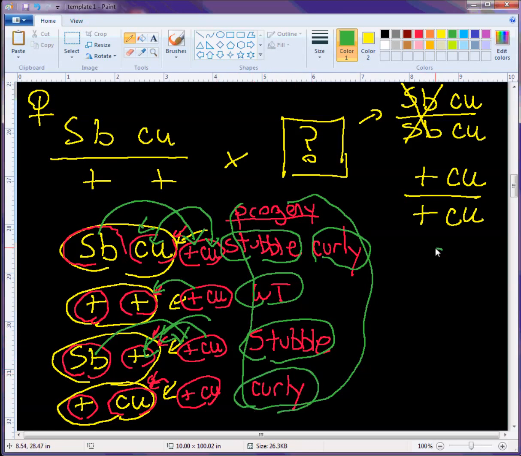So we want to choose this genotype for the male because it allows us to just look at the progeny phenotypes and be able to infer the genotypes of the female gametes.